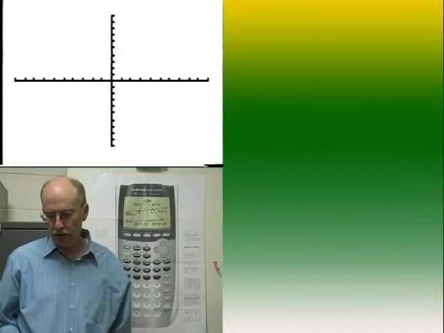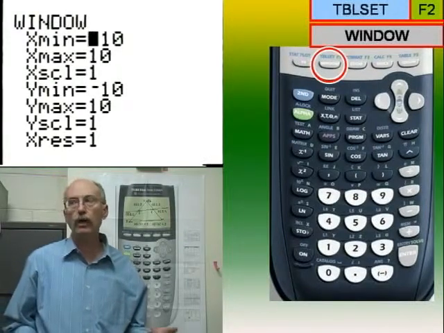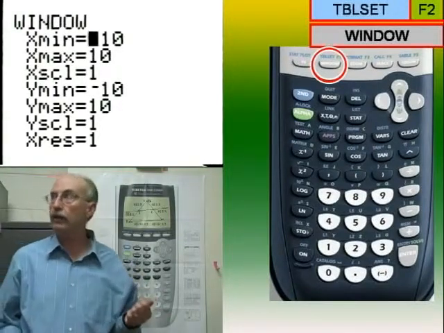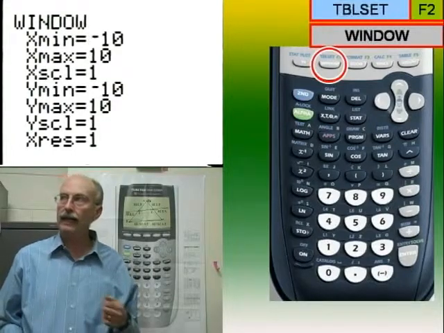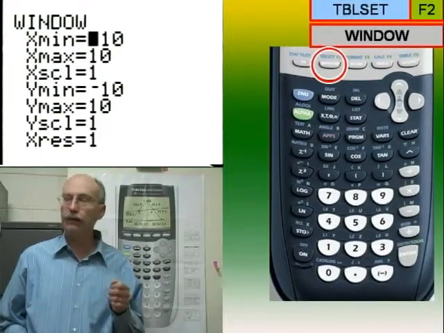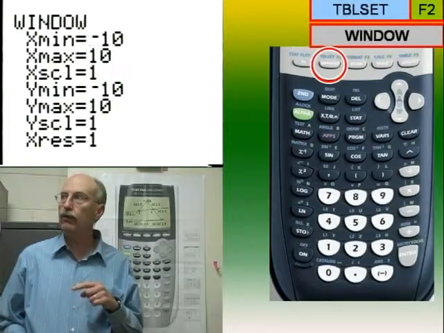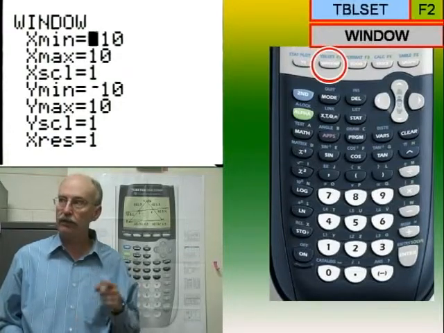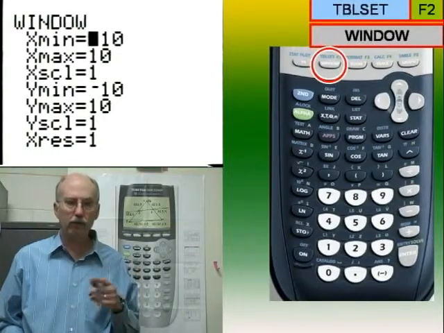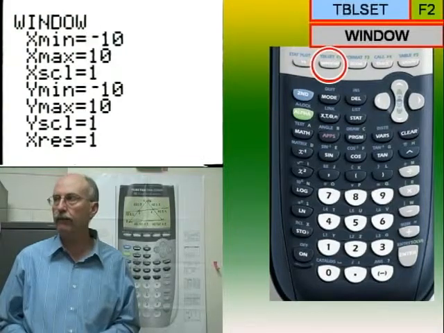We would press the window button on the very top there, and you can see that the window says we're running from minus 10 as our smallest x value to plus 10 as our largest value, and the x scale is 1. That means the tick marks are going to be 1 apart, and our y min runs from minus 10, our y max runs to plus 10, the tick marks are 1 apart, and the resolution is 1, and we don't usually fool with the resolution function, so we won't worry about that.